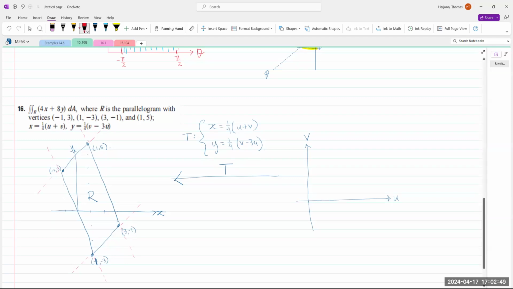Of course, one thing we can do is transform from coordinate to coordinate. For example, take the coordinate 1, negative 3. What is the transformation that gives us 1, negative 3 in xy? What is the u, phi? So 1 equals 1/4 of u plus phi, negative 3 equals 1/4 of phi minus 3u, and from there you solve for u and phi.